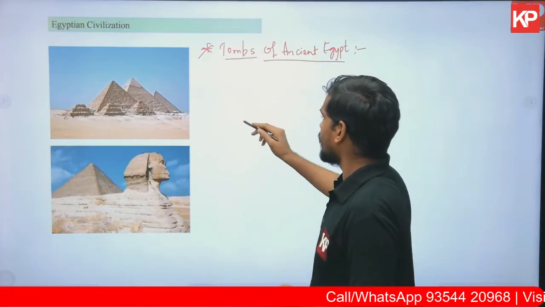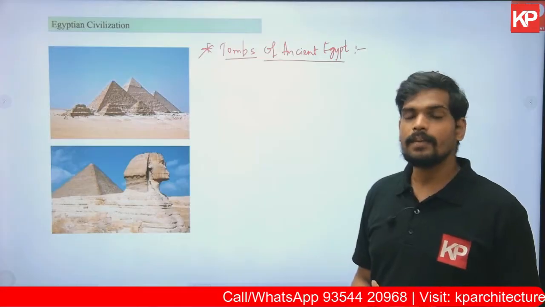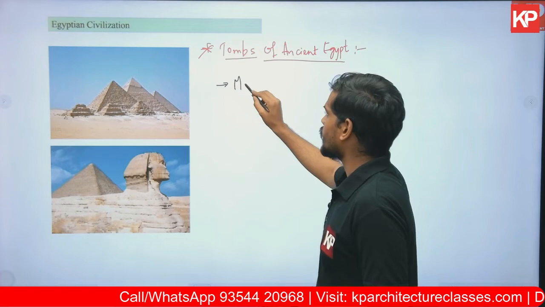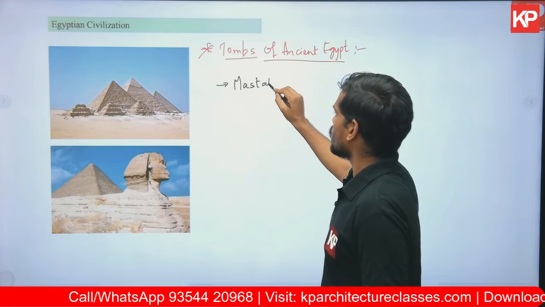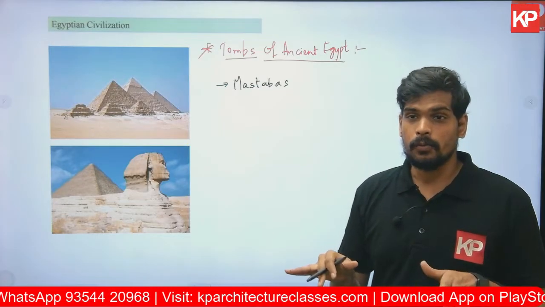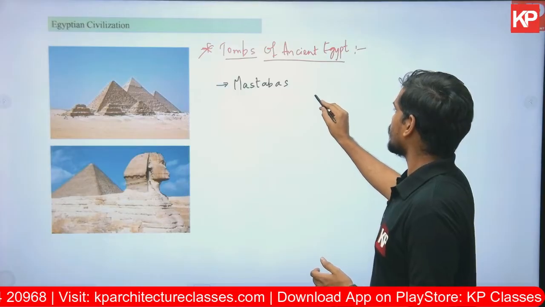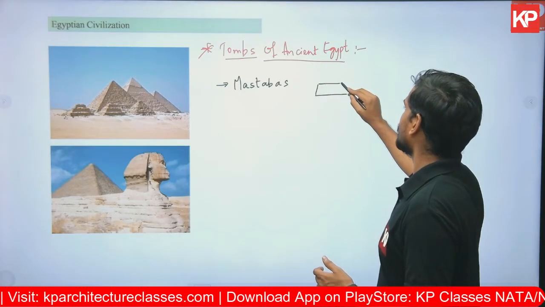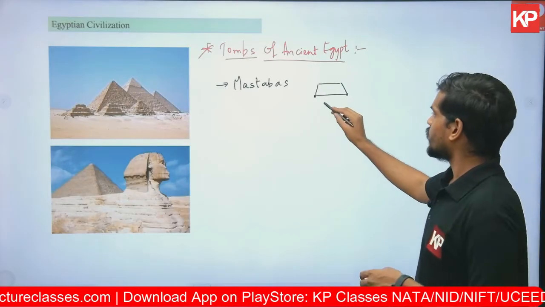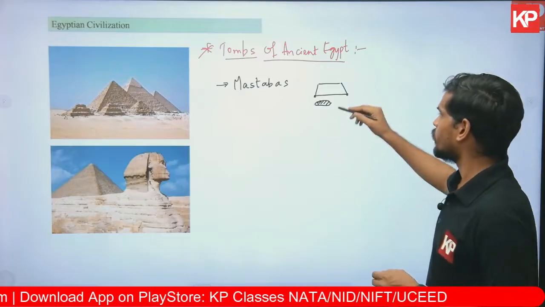So with respect to tombs, the initial form of tombs which were constructed in ancient Egypt were known as mastabas. So initially tomb construction started with mastaba. Mastabas were basically smaller tomb structures. Pyramids were very huge and elaborately designed. Mastabas were something which had a flat roof profile like this. These were constructed as smaller tomb structures in which there was an underground burial chamber where the dead body would be mummified and would be buried.